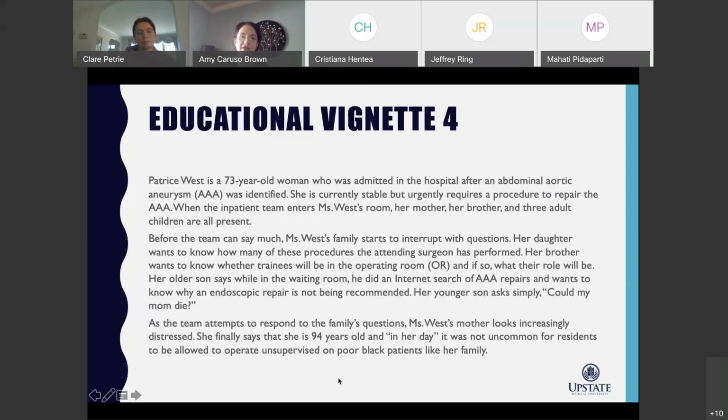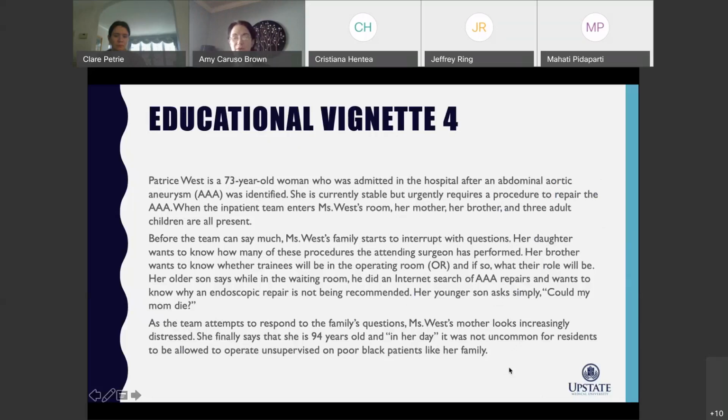Okay, last one. Miss West is a 73-year-old woman who was admitted to the hospital for a AAA, and she's currently stable but needs a procedure to repair it. When the inpatient team enters the room, her mother, brother, and 3 adult children are all present. Before the team can say much, they start to interrupt with questions. They want to know how many of the procedures the attending has performed, whether trainees will be in the operating room and what they'll be doing.